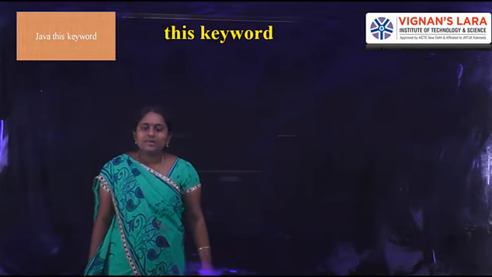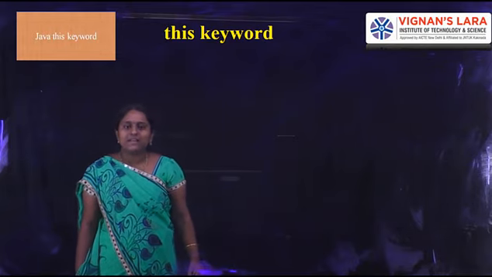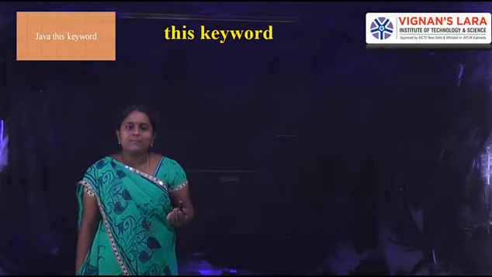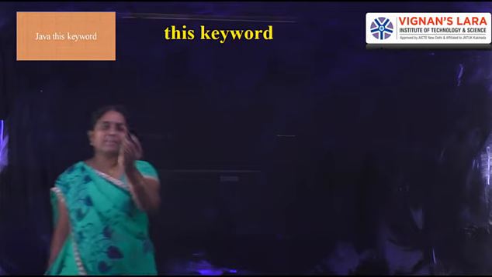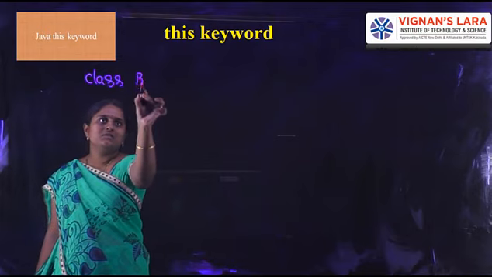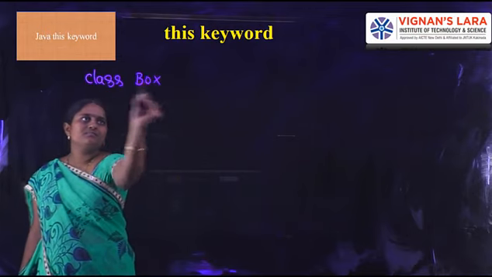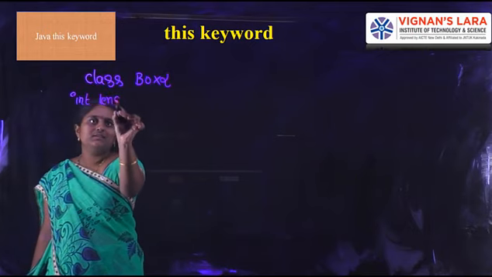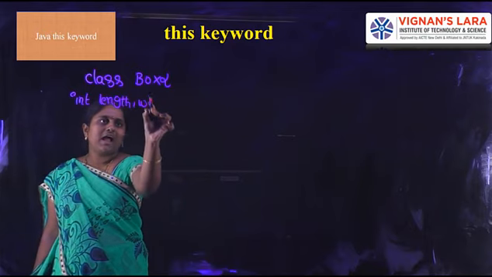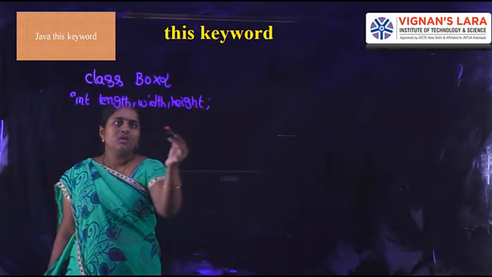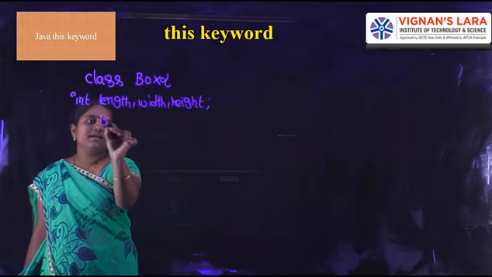The this keyword can be invoked inside any method, and it can also be used inside the constructor. I will explain an example with respect to the constructor. Let's see the example. Here, class Box. In this class, I am defining three variables: int length, width, height. Then I am creating one constructor.